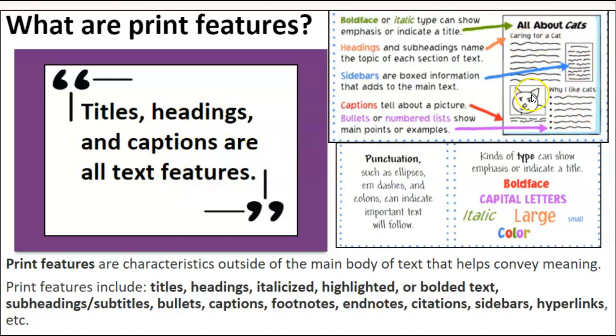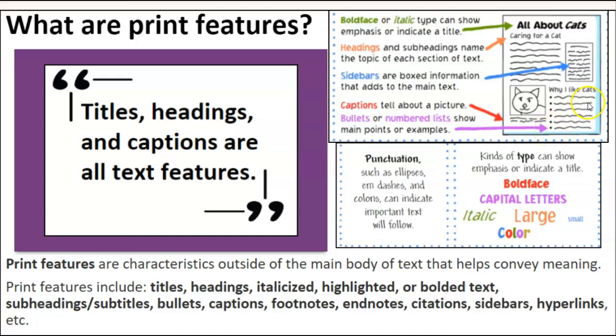So a lot of times you'll see this in nonfiction, although it can be in other things as well, but you'll see boldface would show emphasis or indicate a title. You would have headings or subheadings. You could have sidebars over here. You could have captions that tell about a picture. And then you may have bulleted lists or numbered lists that show main points or examples. All right, so this would be print features. So punctuation like ellipses or dashes, colons can indicate important text that will follow, like here.